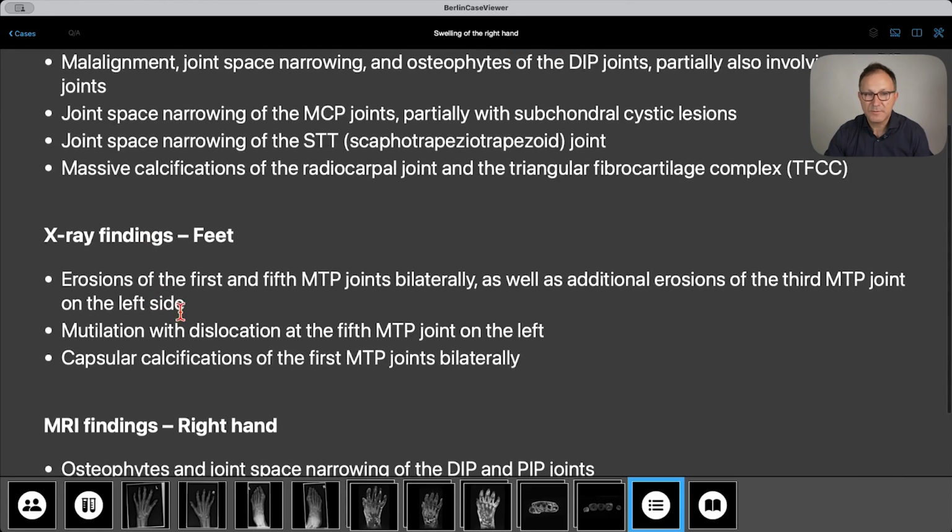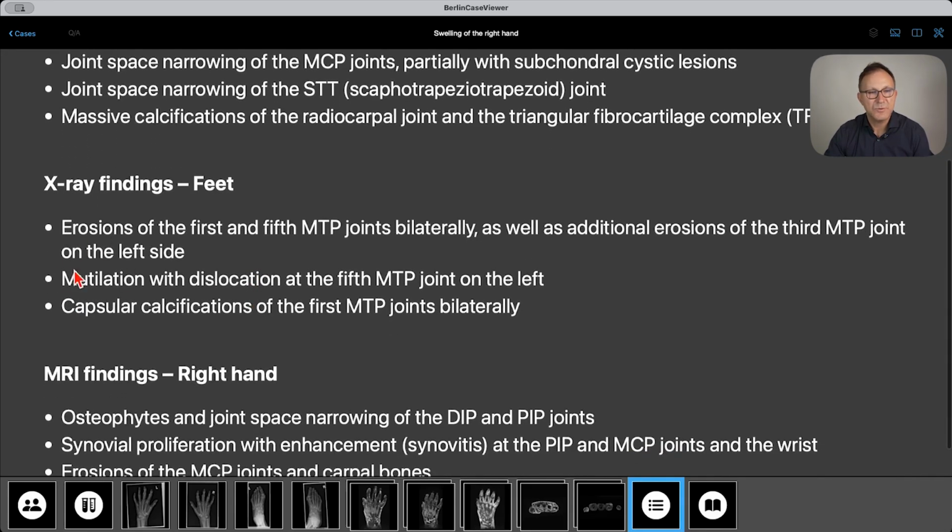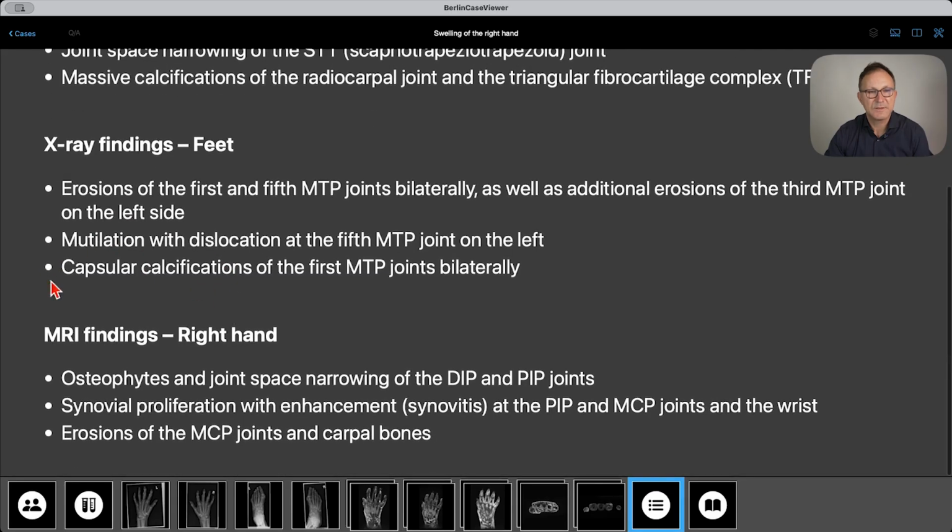In the feet, we have clear erosions. We have a typical pattern with involvement of the fifth MTP joint. Also the fifth one is very typical. The first one can also be affected by other diseases, like for instance gout or osteoarthritis. And we have this mutilation that is very typical for rheumatoid arthritis, and also capsular calcifications that we could see on the X-ray. On MRI, however, osteophytes and joint space narrowing are prevalent in the DIP and PIP joints, but also synovial proliferation and synovitis is the dominant finding in the PIP joints and MCP joints and in the wrist. And also we found some erosions.